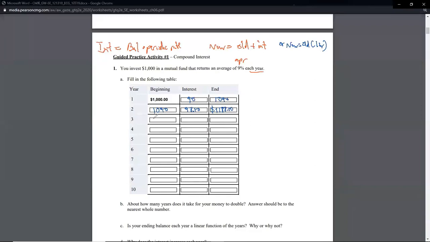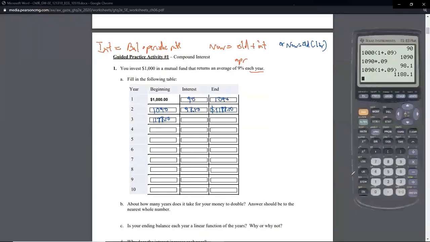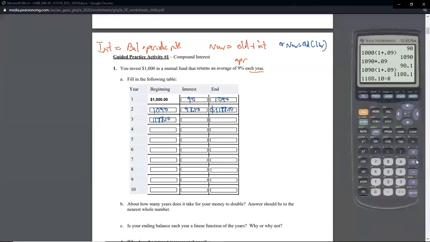Okay, so then the new balance from year 2 will be the original balance from year 3, so 1188.10. And then from there, you can take the 1188.10 times the 0.09 to get your interest. So that would be $106.93 right here. And then you can add that to the 1188.10 to get the new balance, which is $1295.03. And we're going to round to the nearest penny.